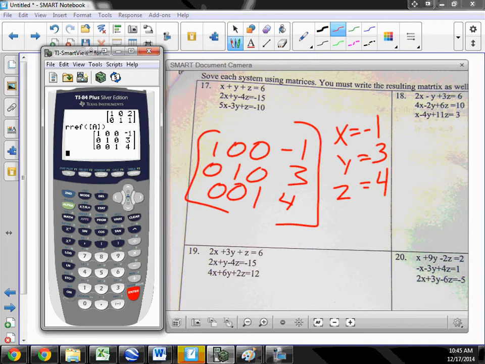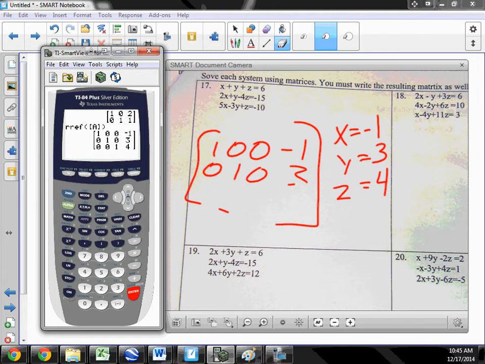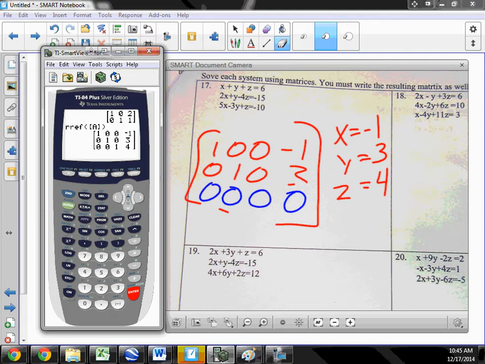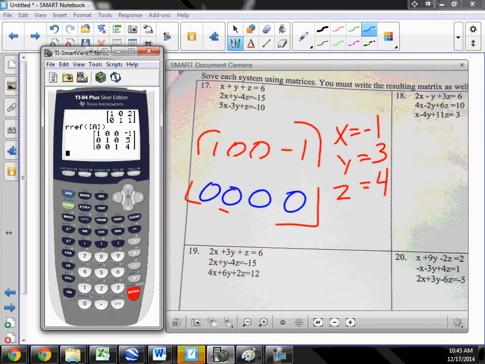Now, something funny can happen when there are 3 equations. If I were to take this bottom row and write all zeros and a 1, what would that mean? No solution. Okay? What if I get rid of the 1 and I put a 0? That would be infinite solutions. But what if the bottom row is all zeros and the middle row is 0, 0, 0, 1?